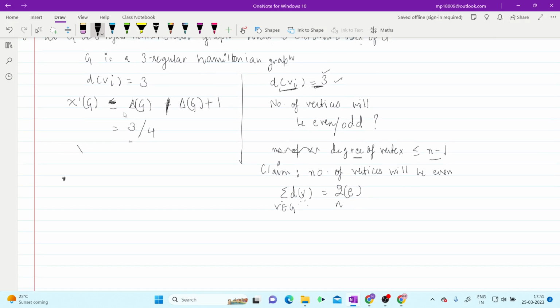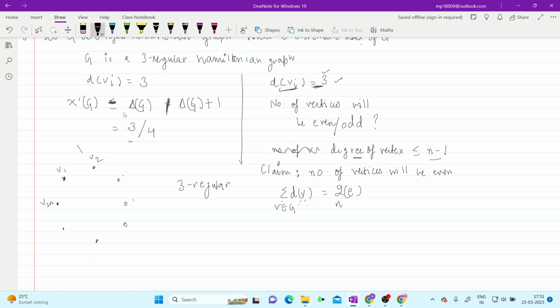So we now have a Hamiltonian cycle. This is a Hamiltonian graph. So we have some even number of vertices, and it is 3-regular.